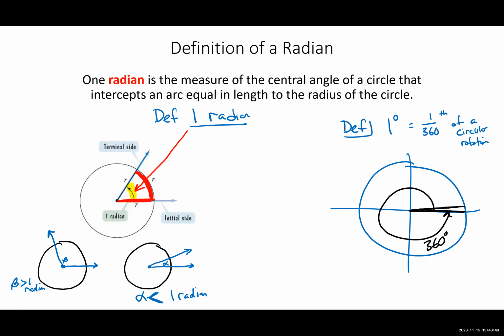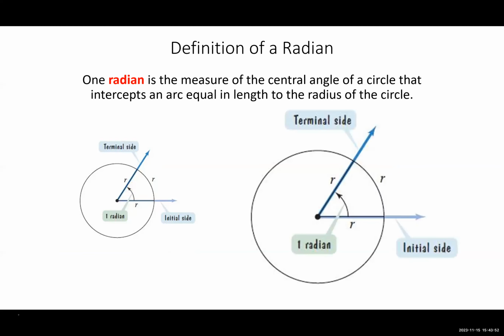But it's a different unit of measurement. The radius doesn't matter. If the radius is bigger, the arc length is bigger. If the radius is smaller, the arc length is smaller. But either way, the size of the circle doesn't matter. We're talking about the rotation of the terminal side. Okay, so we've talked about the definition of a radian. 1 radian versus 1 degree.